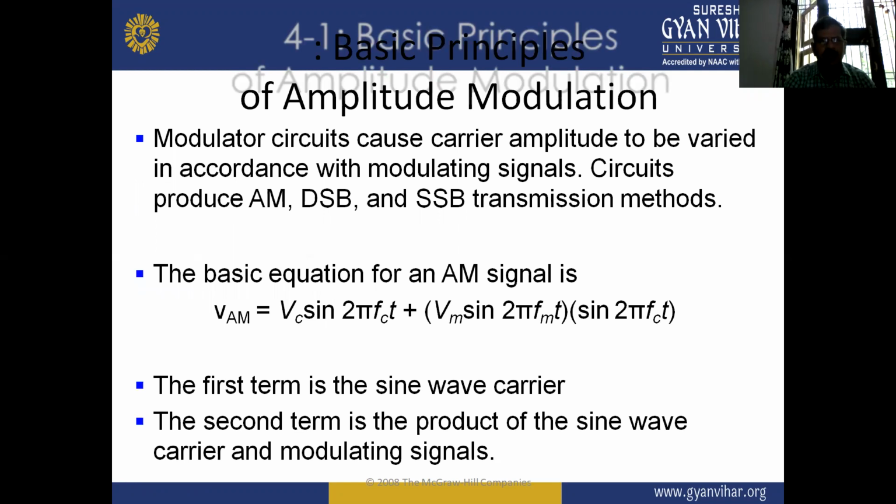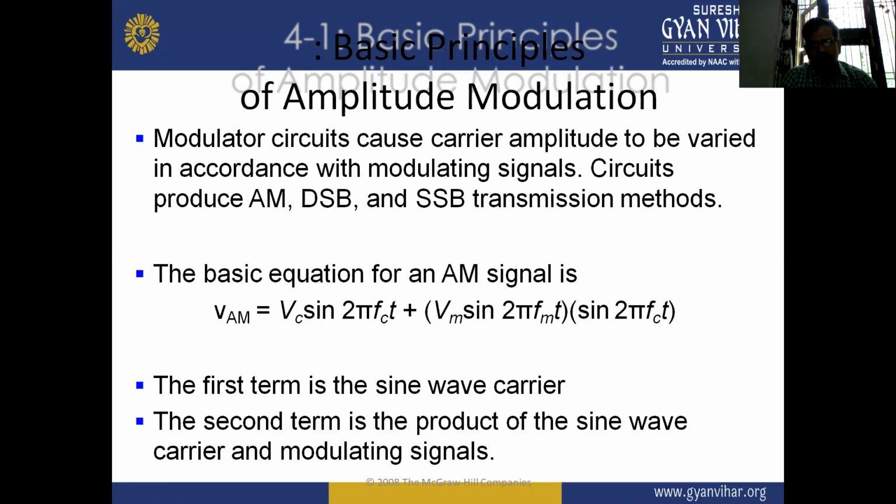We have already discussed in previous classes the basic principle of amplitude modulation, in which the modulator circuit causes the carrier amplitude to vary in accordance with the modulating signal. Circuits produce AM, DSB and SSB transmission methods. DSB is double sideband, SSB is single sideband transmission methods.